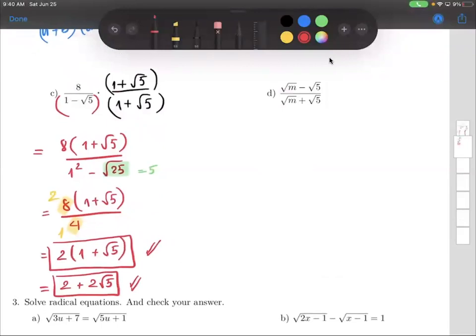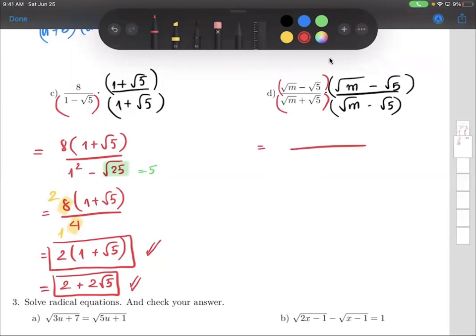All right, D. Again, make sure you remember to always multiply by the conjugate of the denominator, right? So multiply top and bottom by root m minus root 5 over root m minus root 5. The bottom, you apply difference of two squares. So that equals what? Square root of m squared minus square root of 5 squared. Square root of m squared is m. Square root of 25 is 5.